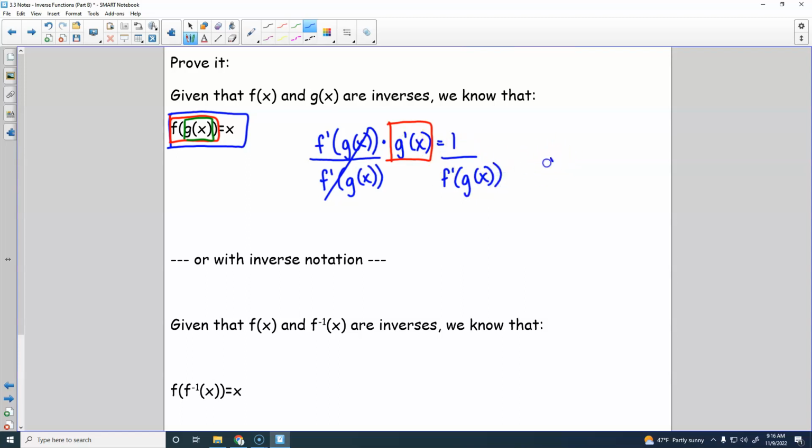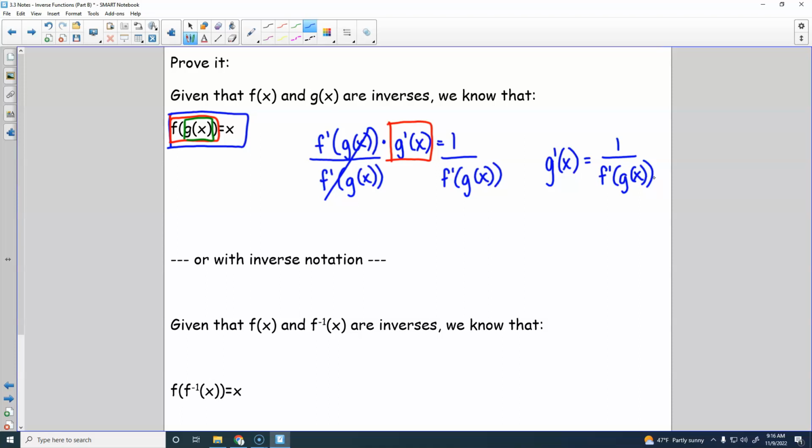So this formula right here is always true. G prime of X equals 1 over F prime of G of X, where G is our inverse. This formula looks a lot prettier with F and G's, but I prefer the inverse notation myself. Whichever one you prefer is perfectly fine.